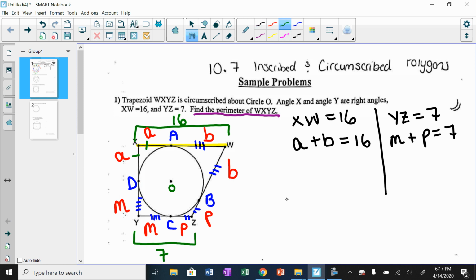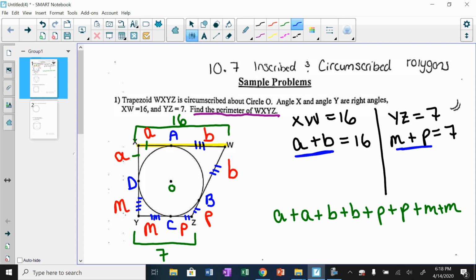Well, now let's look at the whole perimeter. The whole perimeter in its little parts is A plus A plus B plus B plus P plus P plus M plus M. That's the whole perimeter. Now, guess what I'm going to do? Since addition is commutative, I'm going to rearrange it and put every A and every B together, and every M and every P together. So I'm going to have A plus B, and then another A plus B, then plus P plus M, and then another P plus M.